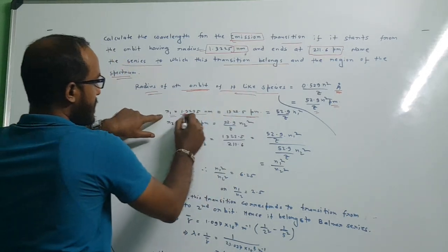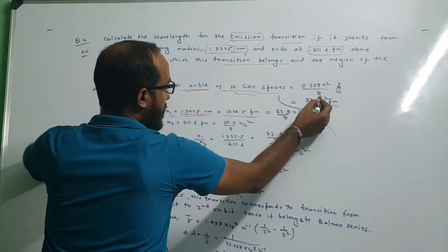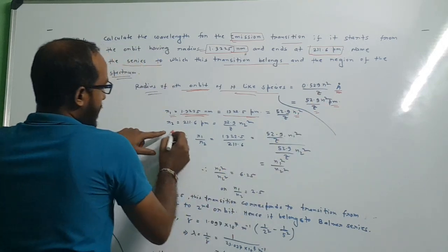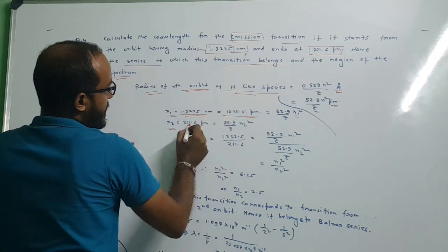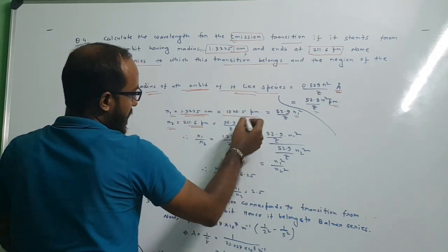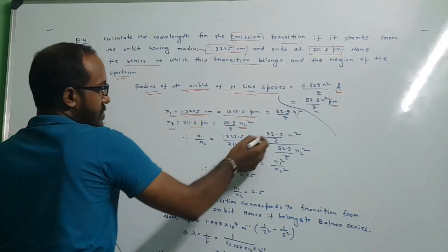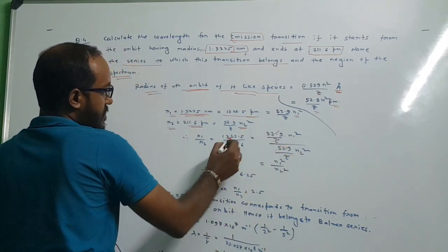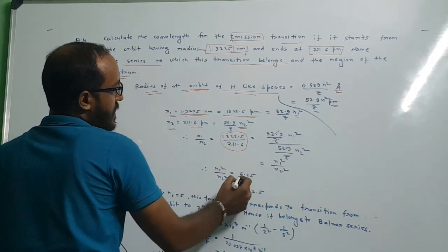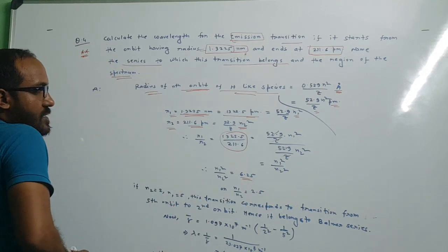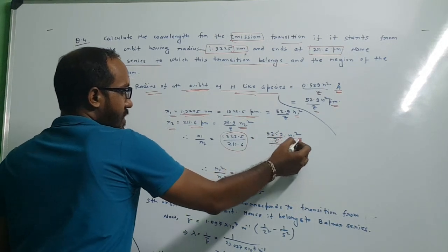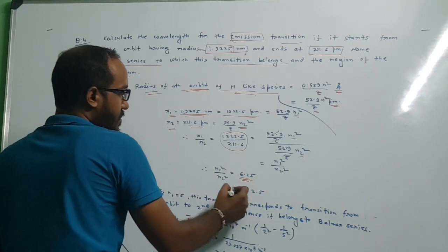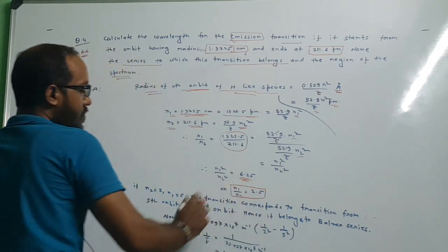So this R1 should be equal to this expression, with n written as n1. R2 is given as 211.6 picometer, so it will be n2 square. Divide R1 by R2. Z cancels out, 52.9 cancels out, and this division gives 6.25. So n1 square divided by n2 square is 6.25. After taking the square root, you will get n1 by n2 equals 2.5.